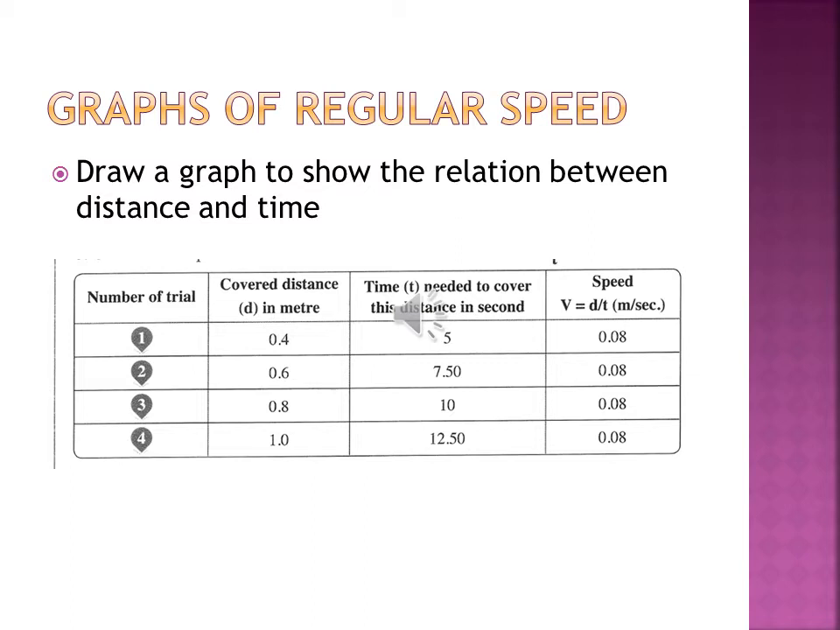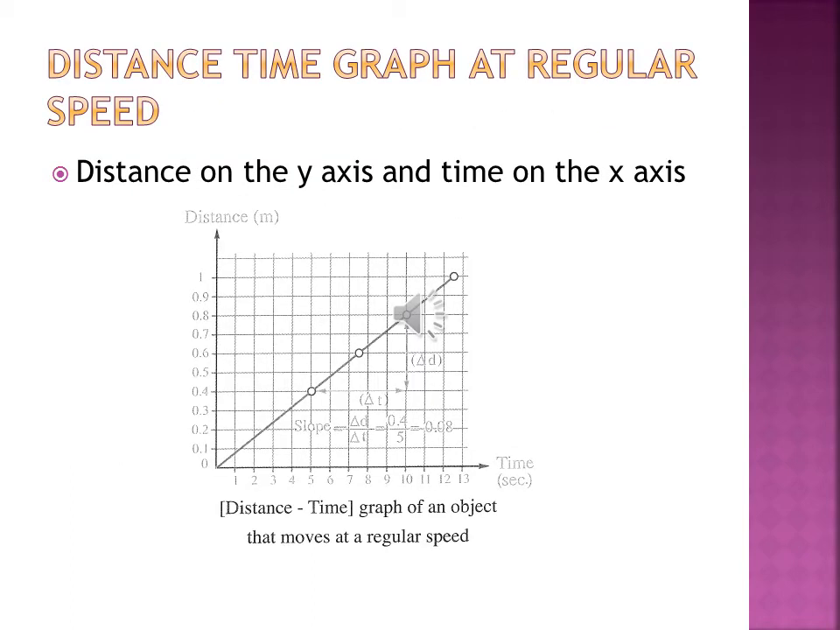Okay? So in our lesson, we will draw a graph for regular speed. Draw a graph to show the relation between distance and time. Here in our example we have the distance 0.4 and time 5, 0.6 and 7.5, 0.8 and 10, 1 and 12.5. Let's draw the relation between distance and time. Let's start with the distance time graph at regular speed.